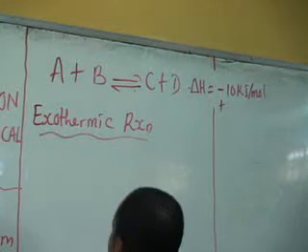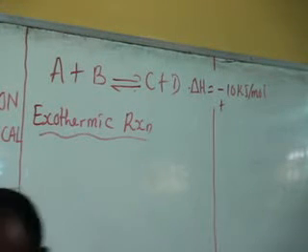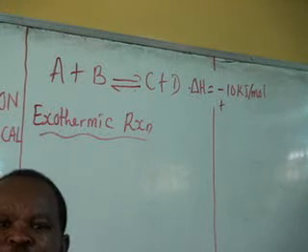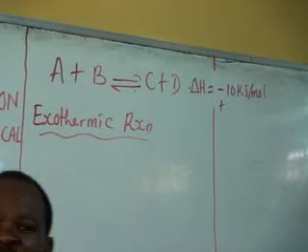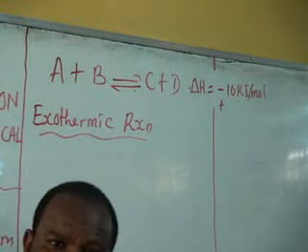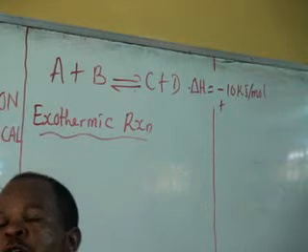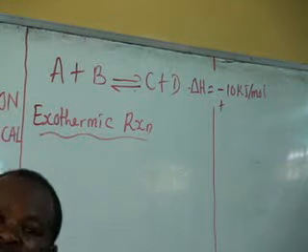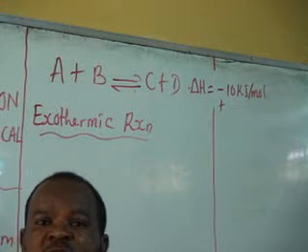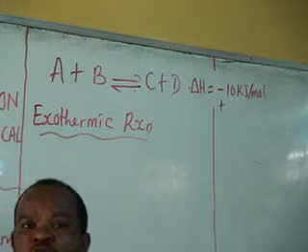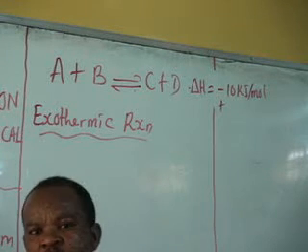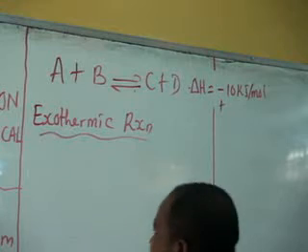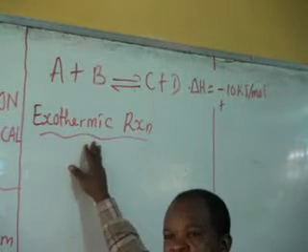So, if a reaction is exothermic, a decrease in temperature will favor the forward reaction. That is, it will shift the equilibrium position to the right. But if you increase the temperature, it will shift the equilibrium position to the left. That is, it will favor the backward reaction. So that is the effect of temperature on an exothermic reaction.